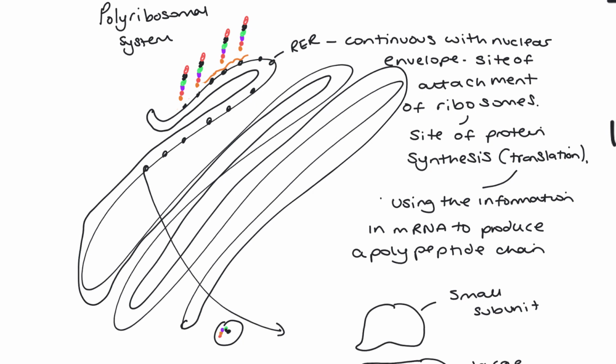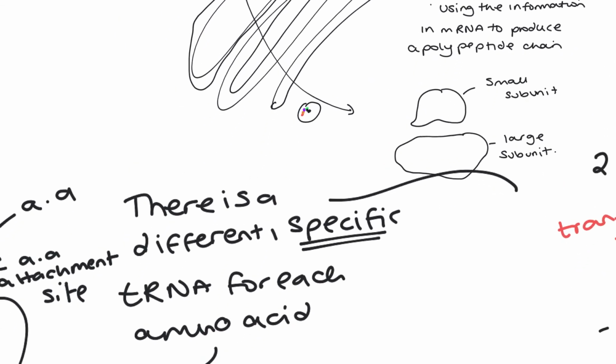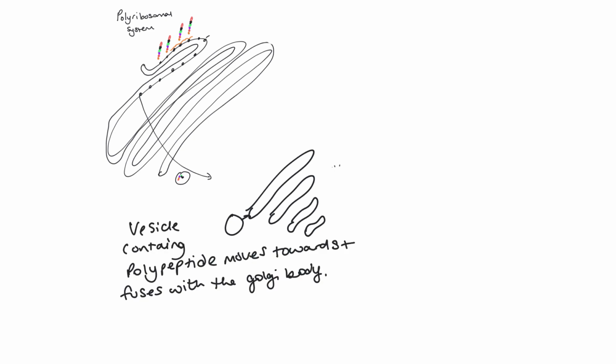As it moves through the rough endoplasmic reticulum, it undergoes folding. So it goes into its secondary structure where it gets hydrogen bonds and its tertiary structure where it gets disulfide bridges. And then it travels in the vesicle. And where does it travel off to? It travels off to the Golgi body. And when it arrives at the Golgi body, the vesicle fuses with the Golgi body, and it will undergo further processing and modification.